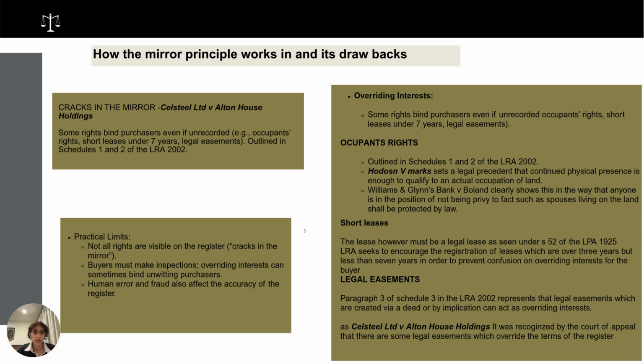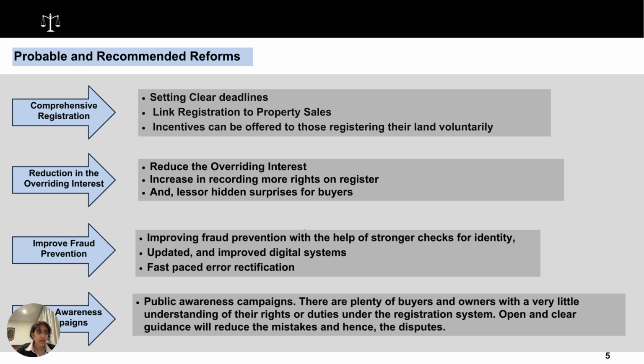Now, I would like to go on to showing some sort of reforms that can be implemented. Now, in the end, what would be the purposeful reforms which can help improve the LRA 2002? Over here, there are 4 possible reforms which I have come up with and explored, which can eventually help to fix the issues as previously mentioned. The first will be comprehensive registration, with setting up clear deadlines and linking registration to property sales. Incentives can be offered for those registering their land voluntarily.